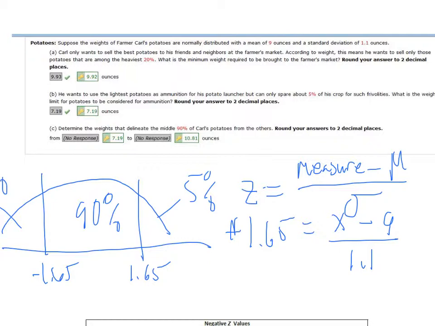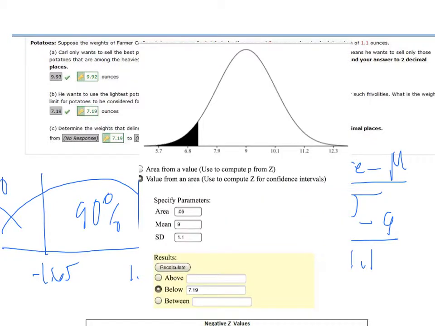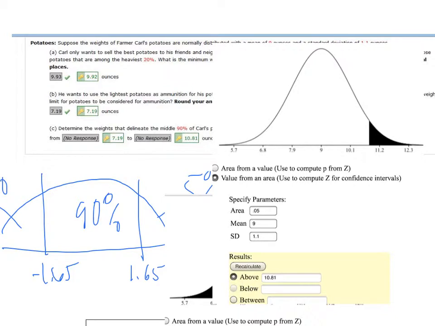And you can also do this with that applet very handily. I said the area to the left is 0.05. I told it the mean, the standard deviation, and had it calculate below. So a value of 7.19 is the cutoff of the bottom 5%. Notice that agrees with that answer. And then for the upper tail, I just switched it so it was above, so it's taking the 5% above it, and notice that agrees with that answer, which personally I find a lot easier to do than the algebra. So, you know, keep the applets in mind.